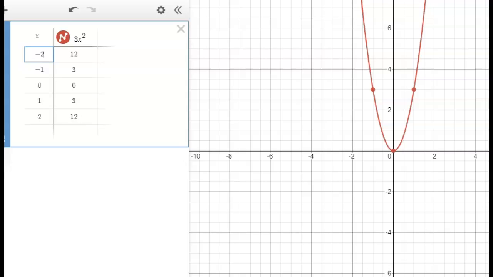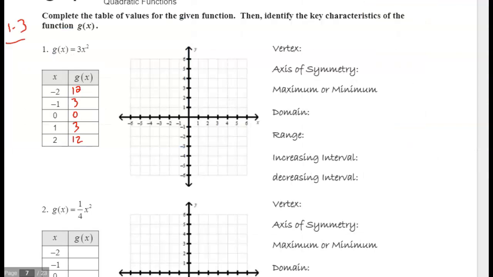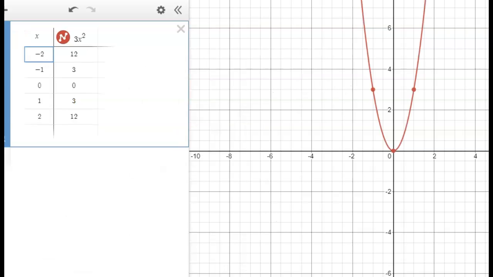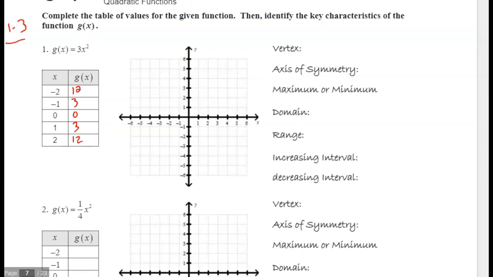So you fill it in. I just copy that from Desmos: 12, 3, 0, 3, 12. Okay, and then sketch your graph. I think the key point is obviously going to be here. And then it's a really narrow graph, so it's going to go right off your page pretty quickly.